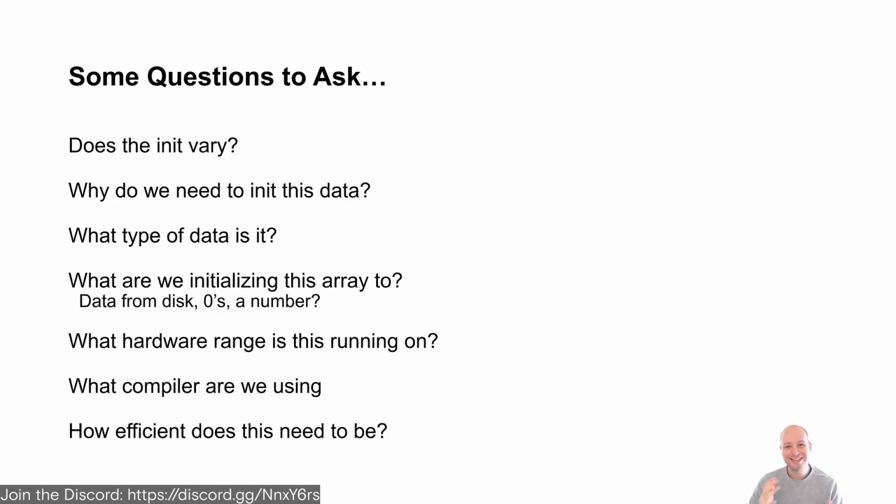So actually, that particular subject is a big one, that particular question. What kind of data is it? We already touched on this in the last example. Is it a name or is it a number? That's going to fundamentally change how we initialize this data. Is it an array of pointers to memory, or is it something else? What are we initializing it to? Is it a 0? Is it a number? Is it a date? Or are we loading data from some other place?